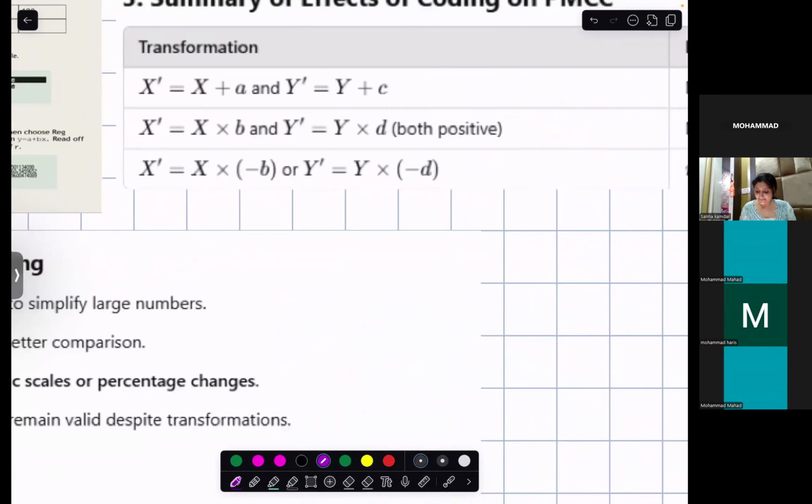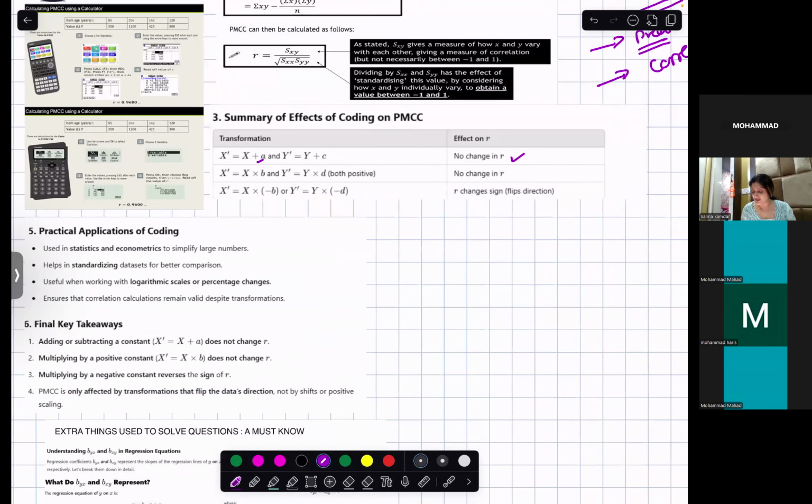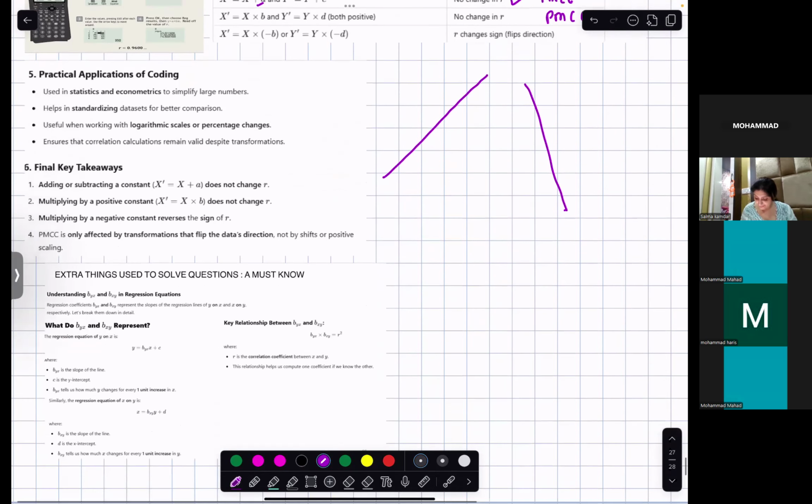When I'm coding my data, if I add a positive number to the code, there will be no change in my R, that is the PMCC. If I multiply or divide, there will still be no change in my PMCC or R. But if I multiply with a negative number, it changes the direction of the regression line. So a positive relationship would change into a negative relationship. Are you with me? It flips the data direction.